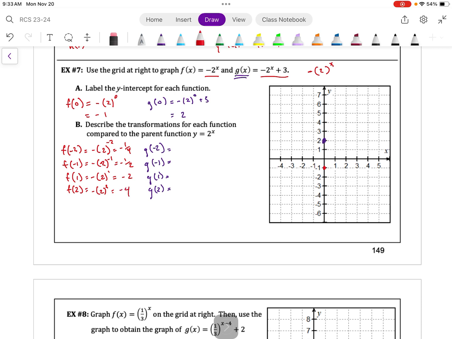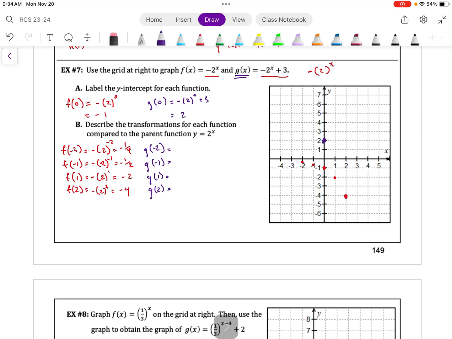So I'm just going to go ahead and plot those points real quick. At negative 2, I'm going to have negative 1/4, negative 1/2 at negative 1, then I get my negative 1, then at 1, I'm at negative 2, and then at 2, I'm at negative 4.